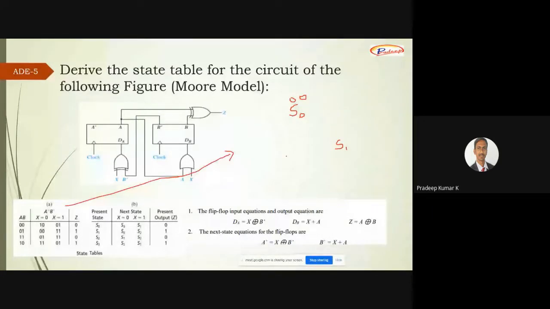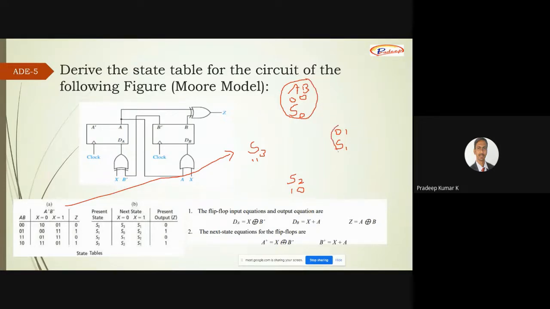If I call it S1, then I will make it 0 1, because S1 is the state when the inputs A and B are, this is your A input and this is your B input, 0 1. It is called the S1 state. Similarly, this is what is called S2, where the inputs A and B are 1 0, and similarly I have S3, where A and B are 1 1. Okay, so this entire thing I will make as one state.